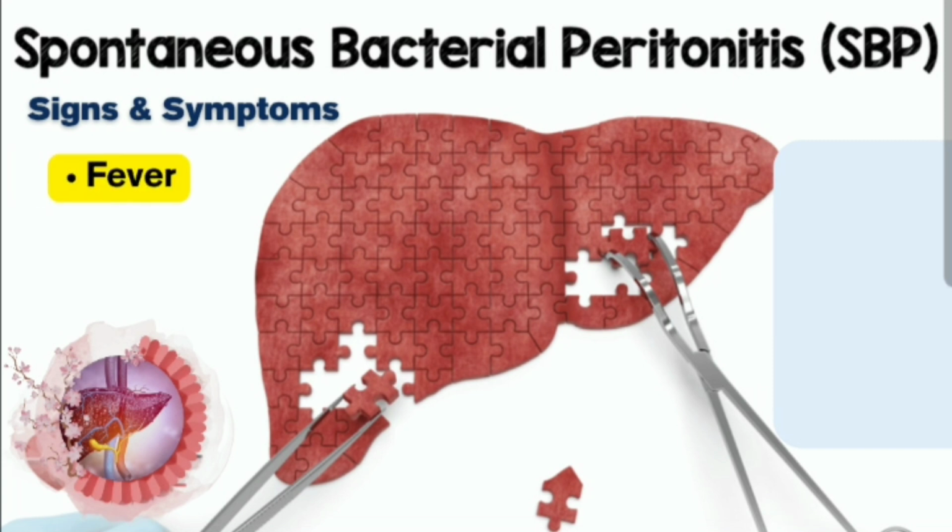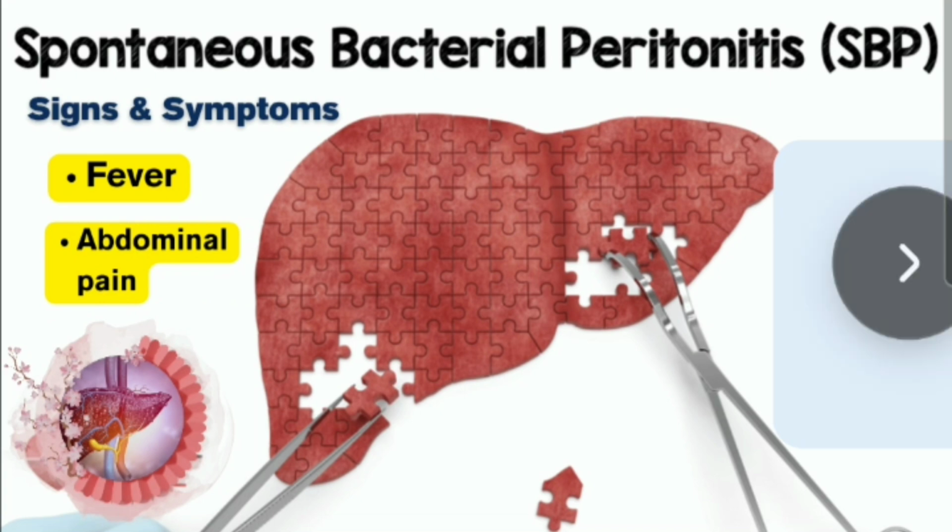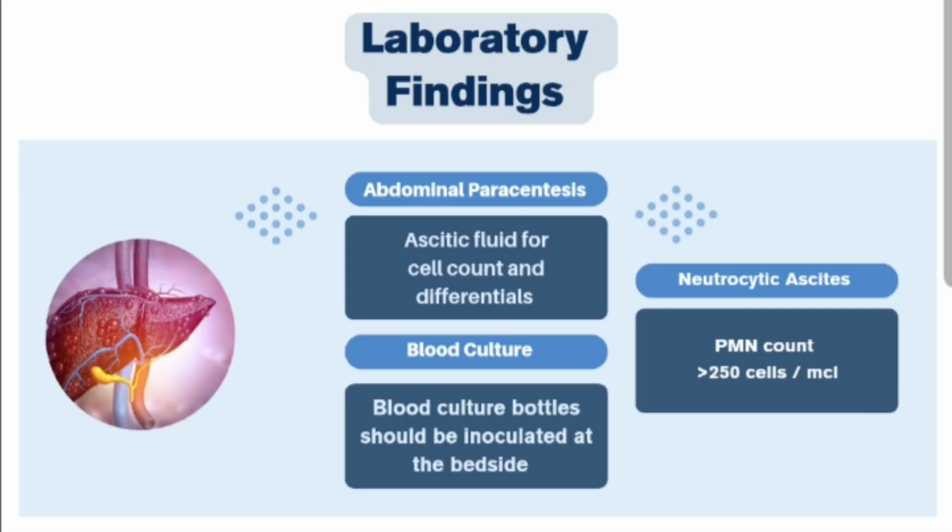Fever and abdominal pain are the most common symptoms in almost two-thirds of the patients of SBP. However, presentation is subtle in many cases. For example, a change in mental status due to precipitation or exacerbation of hepatic encephalopathy or a sudden worsening of kidney function can be there. Physical examination shows signs of chronic liver disease with ascites, and abdominal tenderness is present in less than 50% of the patients.